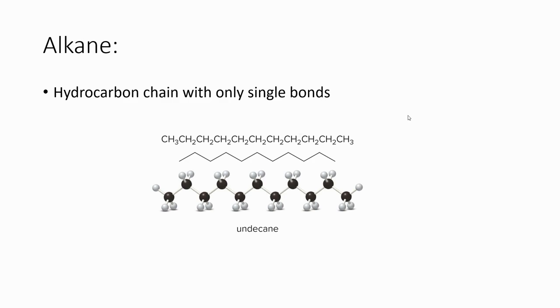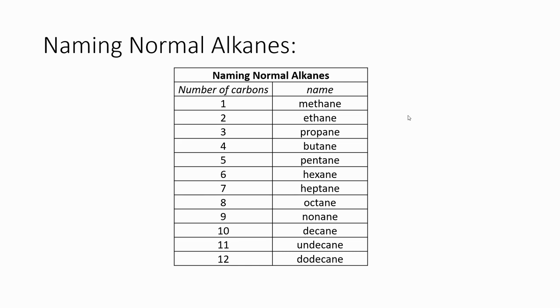Okay, so on your chart, I gave you this. In one column, it has the number of carbons in the chain, and then this is what we call that type of carbon chain. If I have 1 carbon, that's called methane. 2 carbons, that's ethane. 3 carbons, that's propane. 4 is butane. 5 is pentane. 6 is hexane. 7 is heptane. 8 is octane. 9 is nonane. 10 is decane, 11 is undecane, and 12 is dodecane. So those are the ones that I think we're going to have to know.